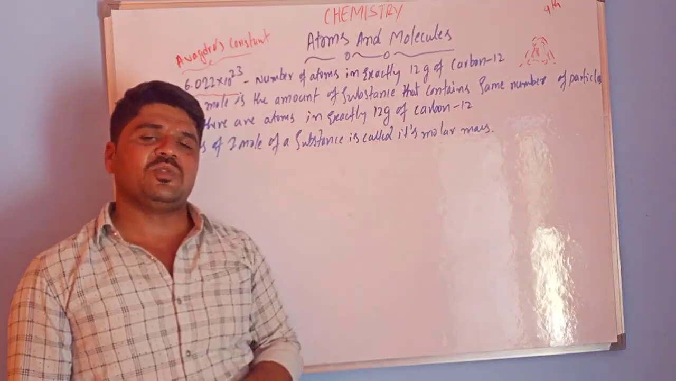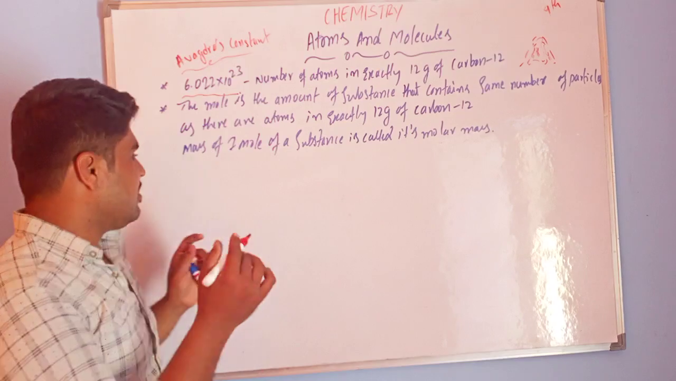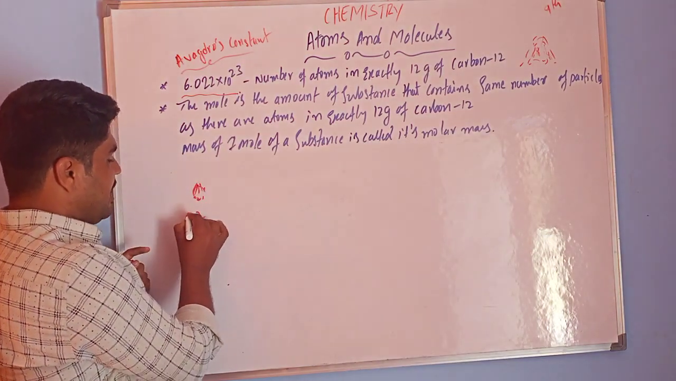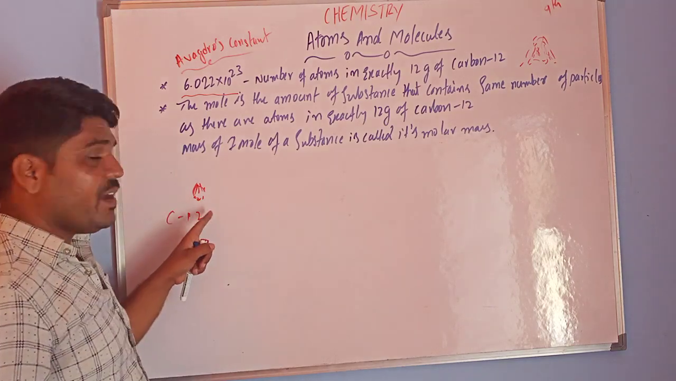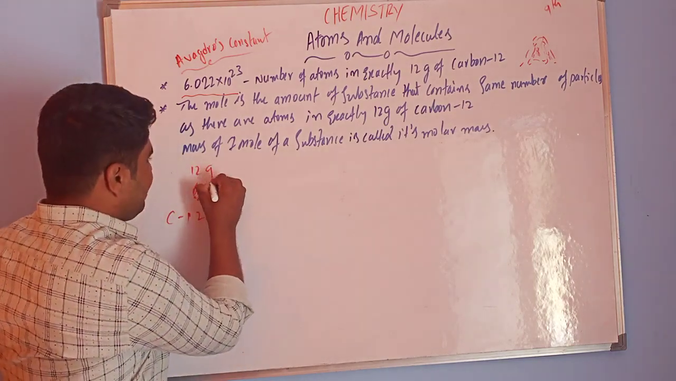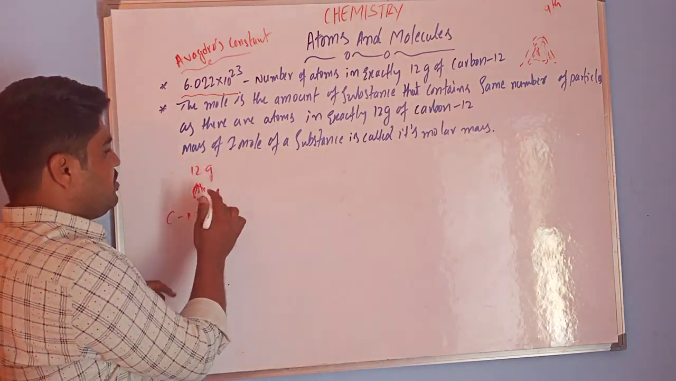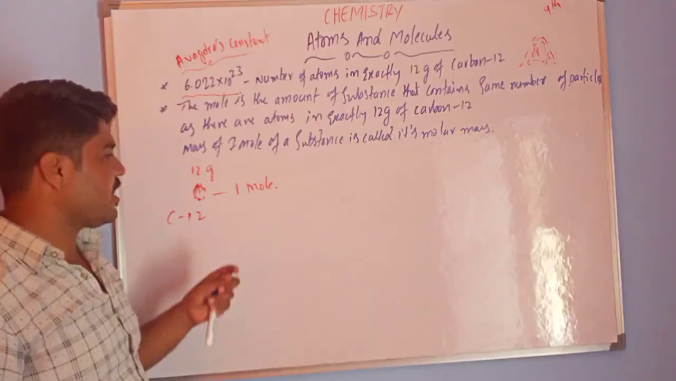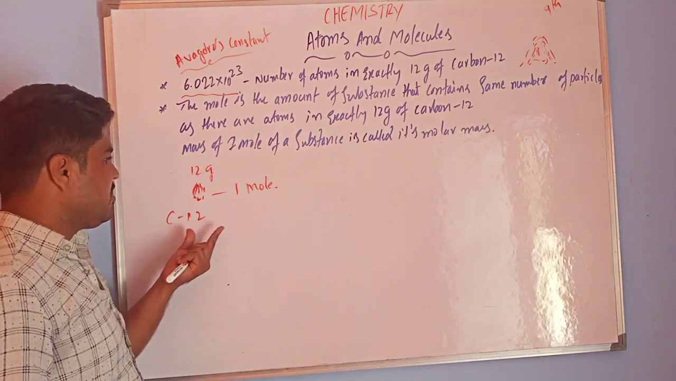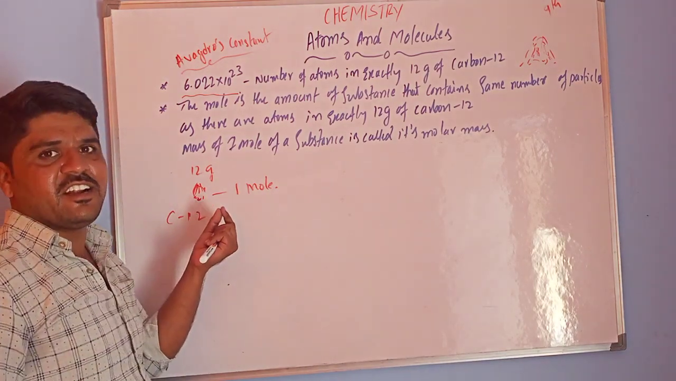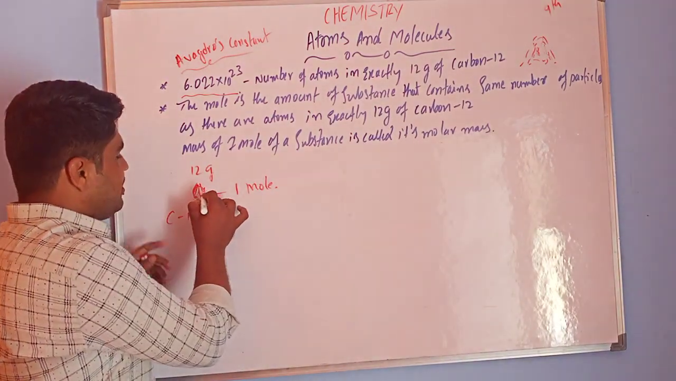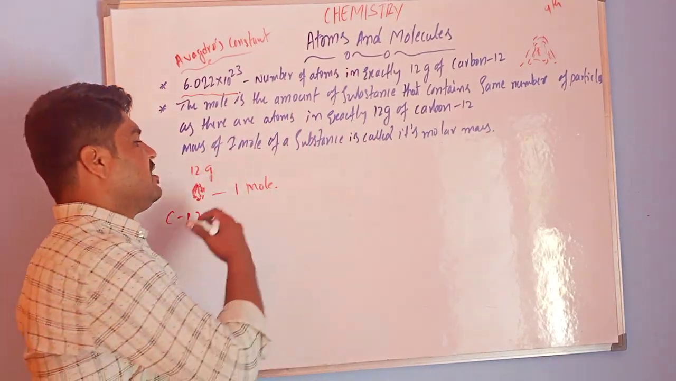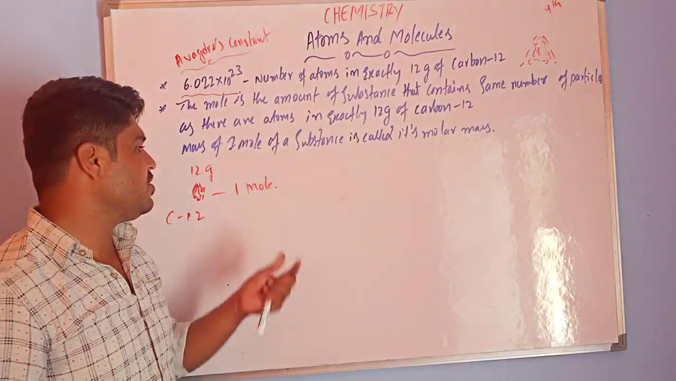If you consider carbon 12 isotopes, how many grams? 12 grams of carbon 12 isotope we call 1 mole. 12 grams of carbon 12 isotope is considered as a comparison with all other elements or all other substances. So this is 1 mole.